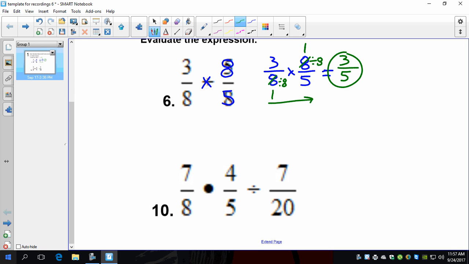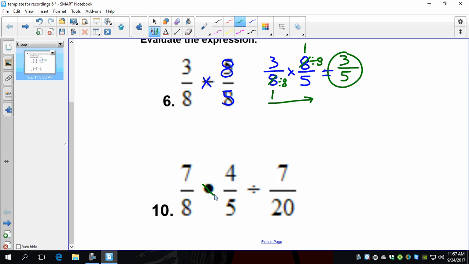For the next problem, Big Ideas kind of throws a little curveball. They throw some multiplying in with division. And to work this problem out, we have to, again, look and see if we can cancel anything. We're going to first go left to right, so we want to do the multiplication first. Looks like we have 7/8 times 4/5.